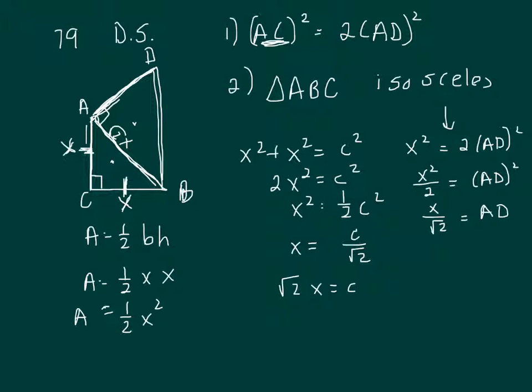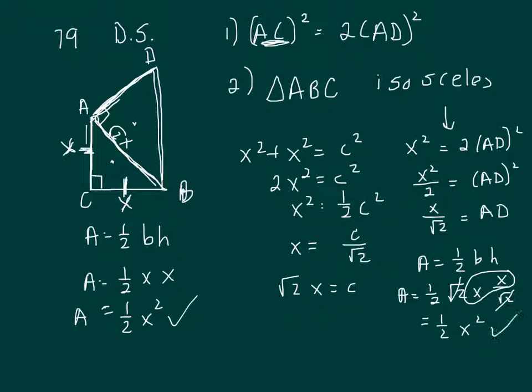Now let's find the area of that upper triangle. Area equals 1/2 base times height. Area equals 1/2. What's the base? It's square root 2 times X. And what's the height? The height is AD. I just found that. That's X over square root 2. So look how those square root 2's cancel. I'm left with X times X and a 1/2, or 1/2 X squared. So I got the same area for both of them. So my answer is C. I used both clues to find the answer.